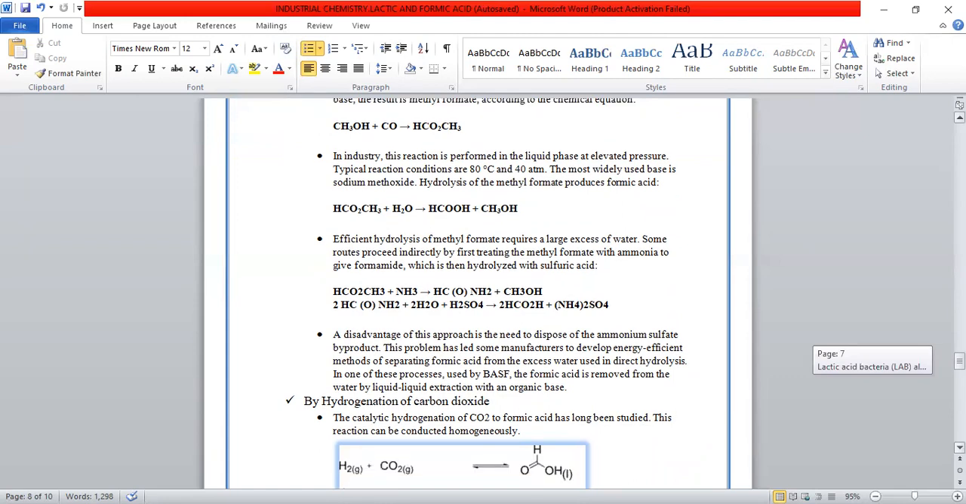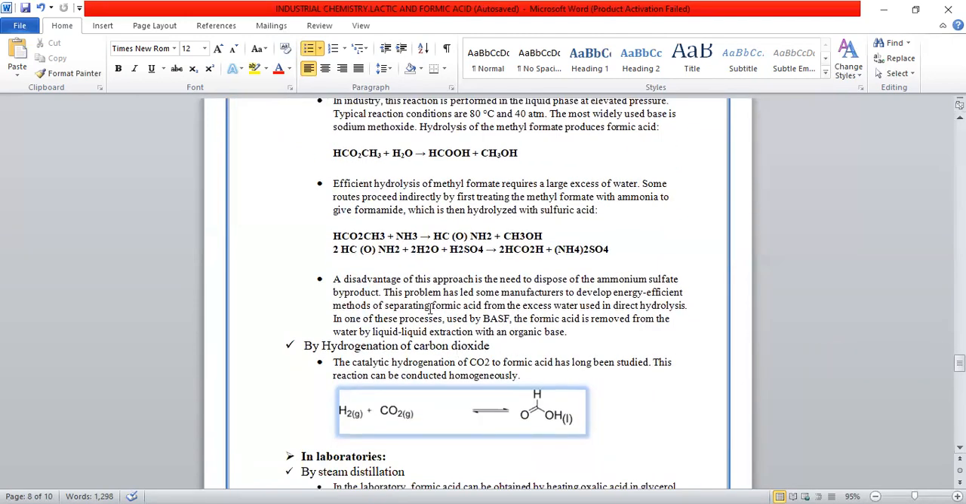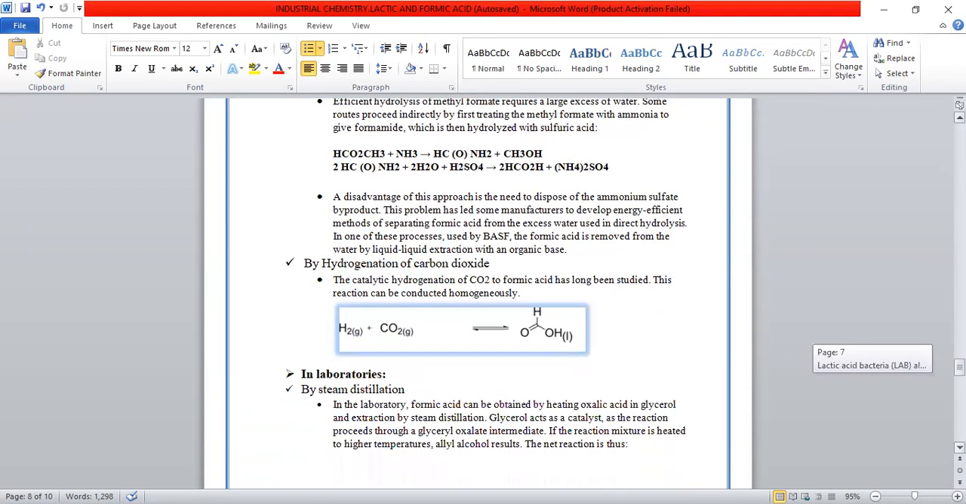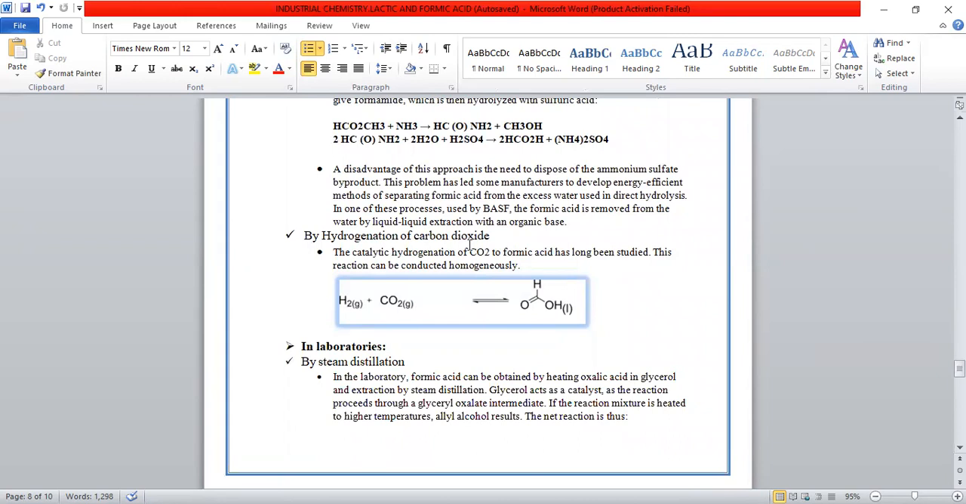formic acid. A disadvantage of this approach is the need to dispose of the ammonium sulfate byproduct. This problem has led some manufacturers to develop energy efficient methods of separating formic acid from the excess water used in direct hydrolysis. In one of the processes used by BASF, the formic acid is removed from the water by liquid-liquid extraction with an organic base. The second process by chemical means is by hydrogenation of carbon dioxide. Simply, hydrogen is added to carbon dioxide and we get formic acid as a result.